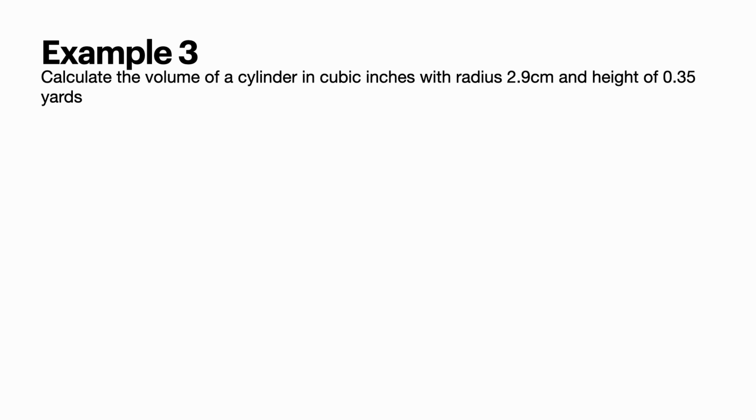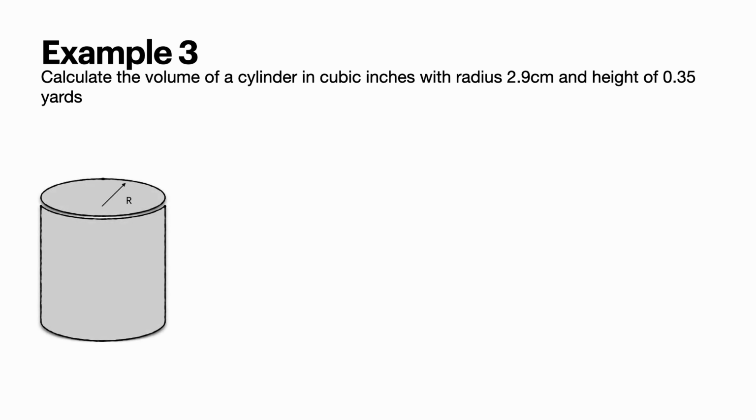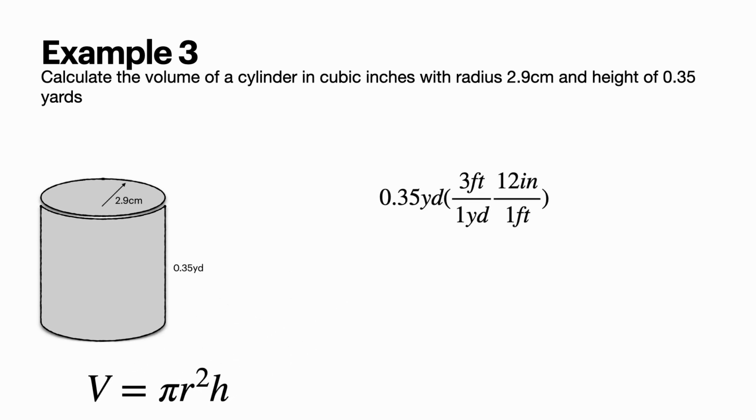Calculate the volume of a cylinder in cubic inches with a radius of 2.9 centimeters and a height of 0.35 yards. So the volume is pi r squared times h. We have an issue that we have 2 different units competing against each other. So I'm going to choose to convert yards first.